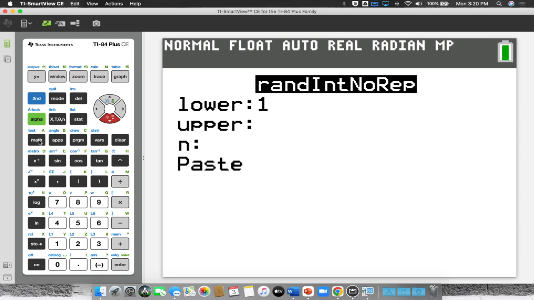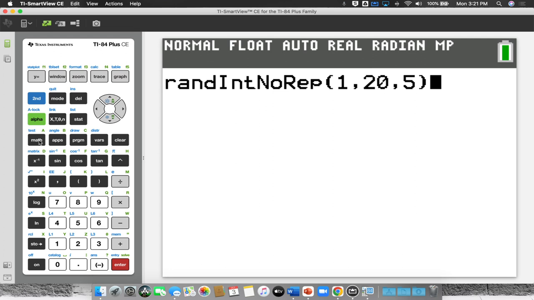Who's the highest number? 20. How many do you want to choose? Five. This is what you're going to type in: 1, 20, 5. So if you have those calculators over there, you got to put that in.